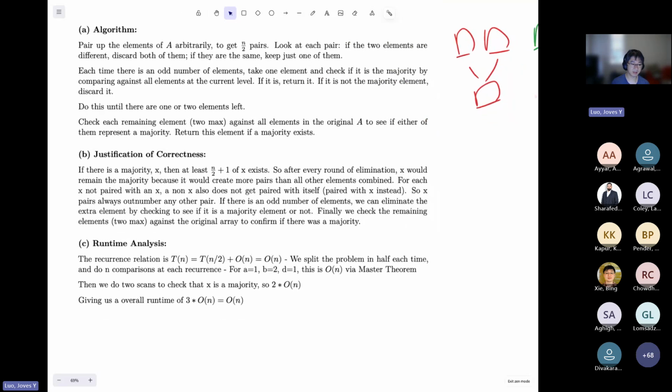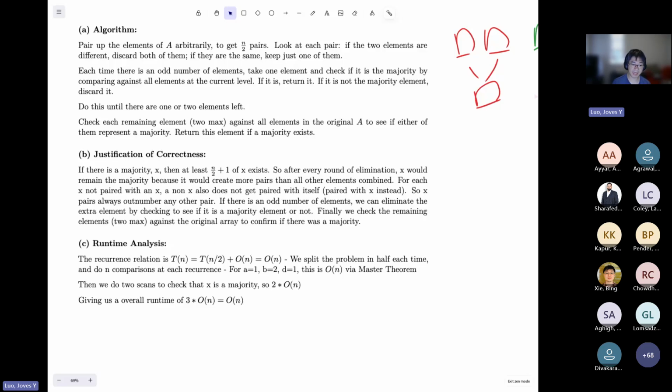And so the correctness is that if there is a majority x, then at least n over 2 plus 1 of x exists, right? That's the definition of a majority in this problem. So after every round of elimination, x would remain the majority because it would create more pairs than any other elements combined. If there's an elimination, an equal number of majority and non-majority elements are removed. Not equal, but at worst you have a 1-to-1 removal. And then if there's a majority, it would still survive that round. We're just looking for whatever could survive that round as a majority.